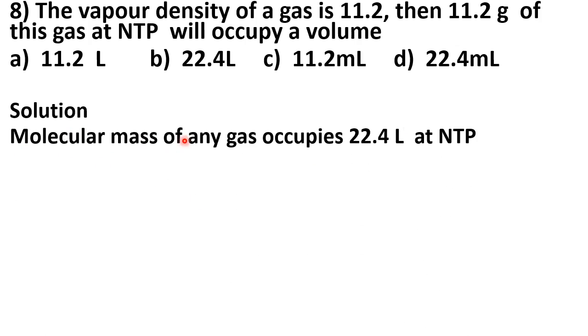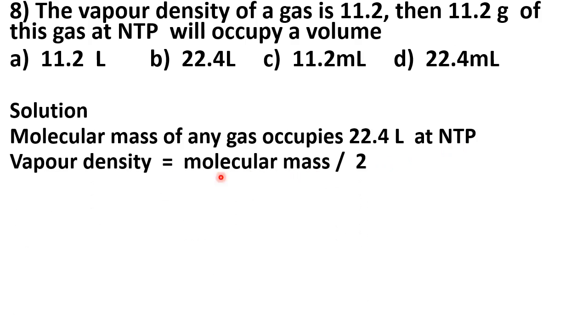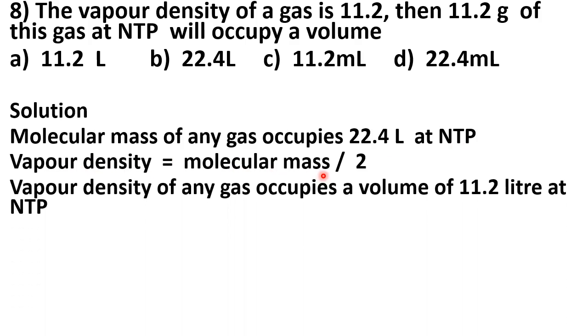So, molecular mass of any gas occupies 22.4 liter at normal temperature and pressure condition. Vapor density can be calculated by doing molecular mass divided by 2. So, vapor density of any gas occupies a volume of 11.2 liter at NTP.